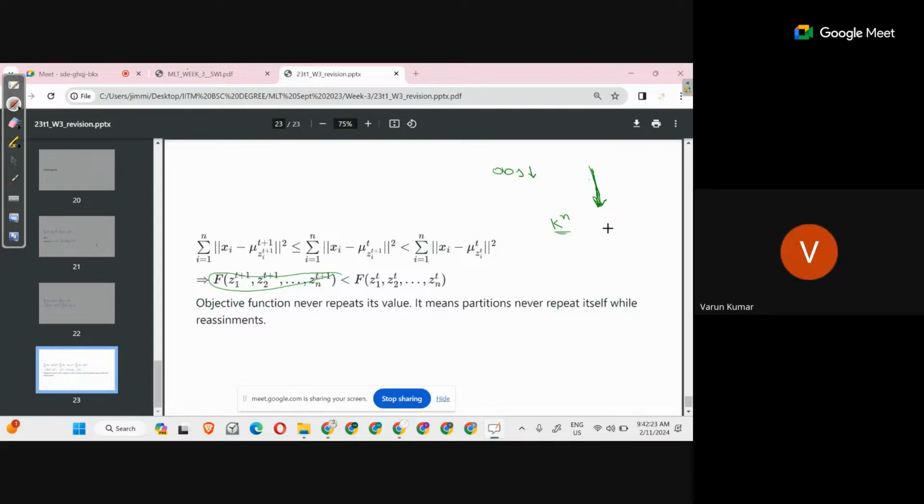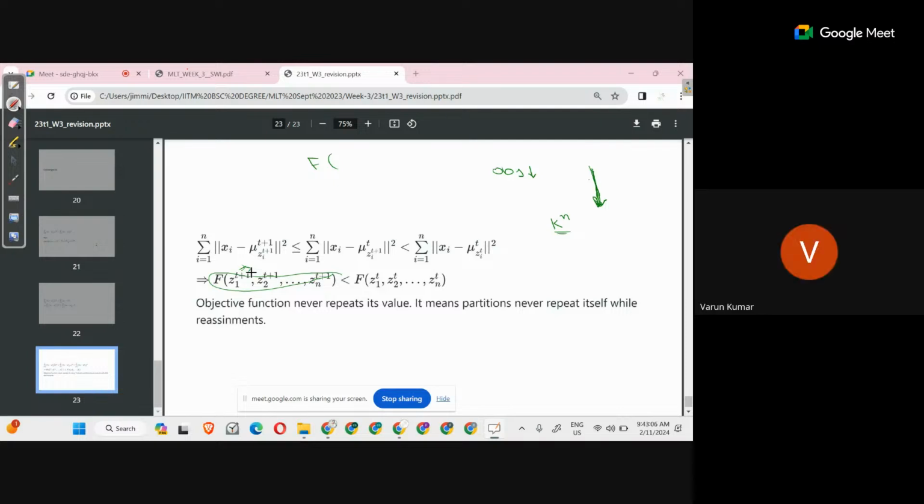Sir, here in this second line, f of z1 t plus 1, z2 t plus 1. See, f is a function. So what we are saying is the function of the new cluster index. Z1 t plus 1 represents the cluster of the first point x1 at iteration t plus 1. Z1 is the cluster number of this first point.